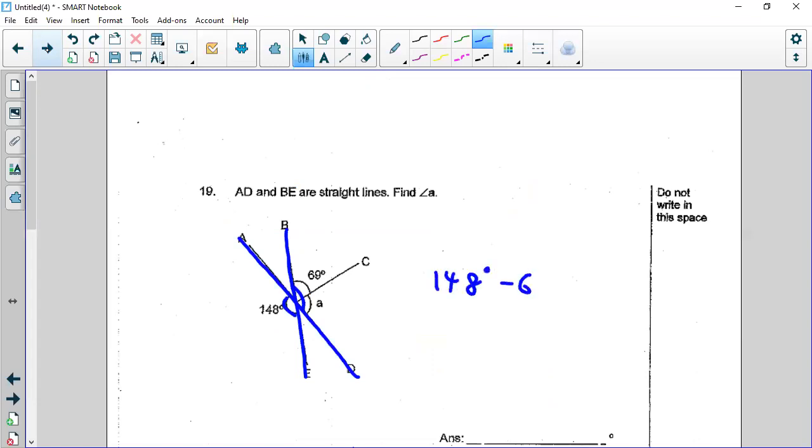Understand? So what's the lesson here? The lesson here is, there's an X there when two lines cross each other. So 148 minus 69, you will get 79 degrees. So your angle A is 79. All right. Okay, question 20.